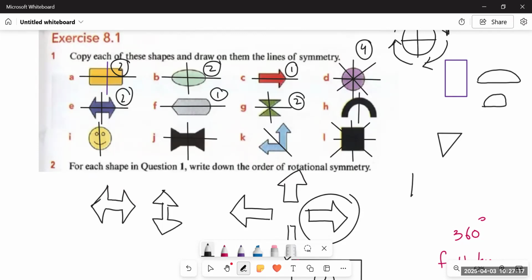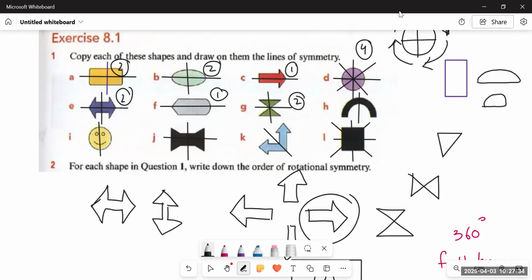You can see that at first it will look like this, but again, upon rotating it 180 degrees, it will look the same. And since the upper and the lower triangles are the same, it will have order 2 rotational symmetry, because upon rotating it 180 degrees and then 360 degrees, it will look the same.